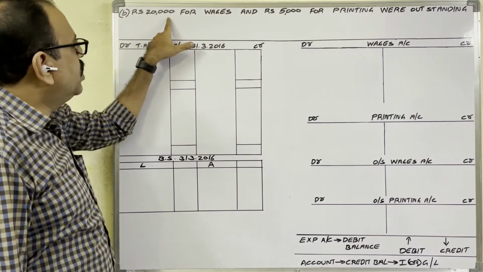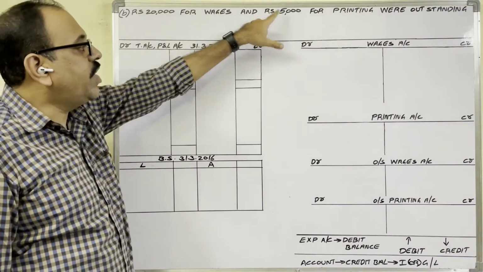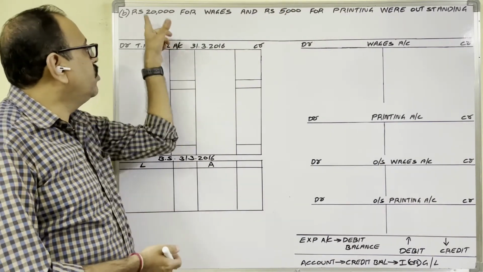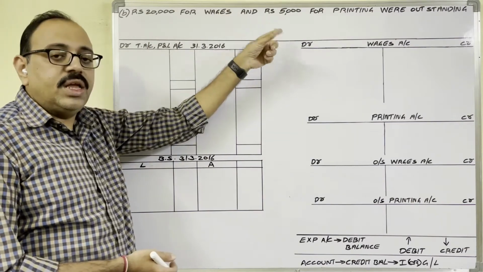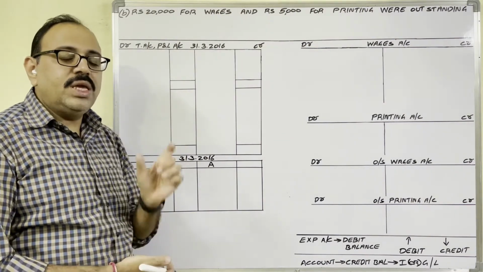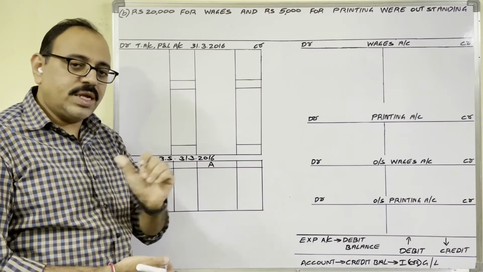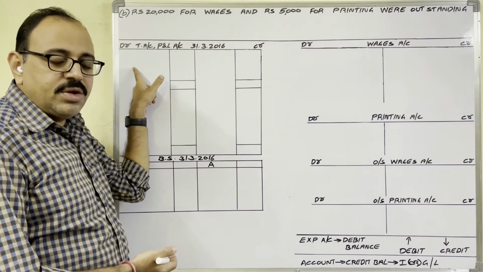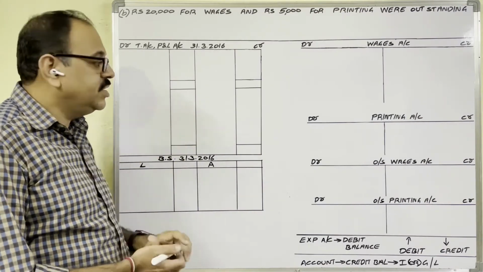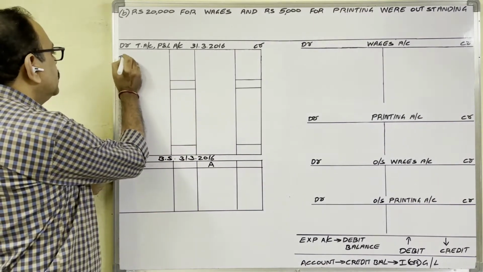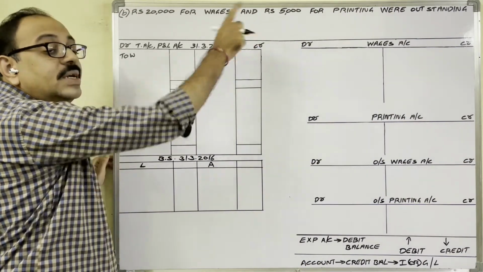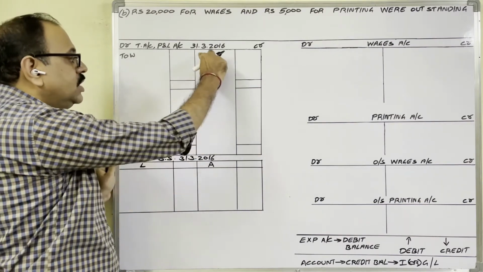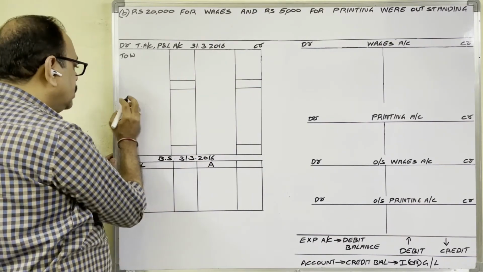B, adjustment: 20,000 for wages and 5,000 for printing were outstanding. Outstanding wages 20,000, outstanding printing 5,000 rupees. Here wages and printing are expenses. Wages we should write on the debit side of the trading account, because wages is a direct expenditure. Similarly, printing is an indirect expenditure. It appears on the debit side of the profit and loss account.